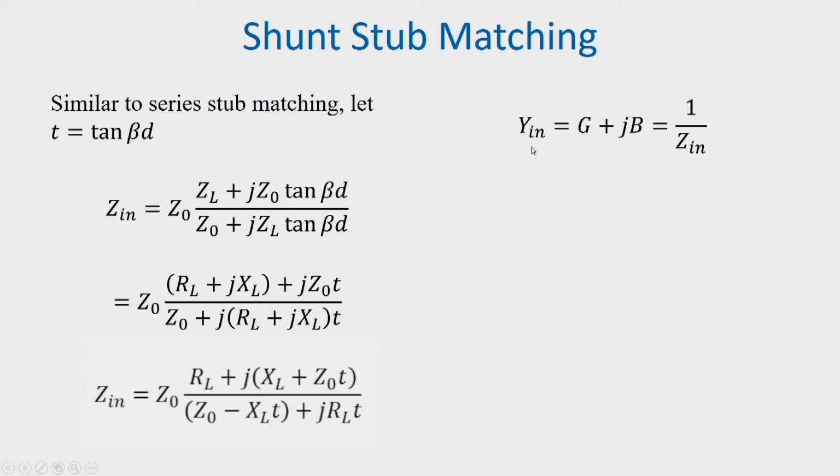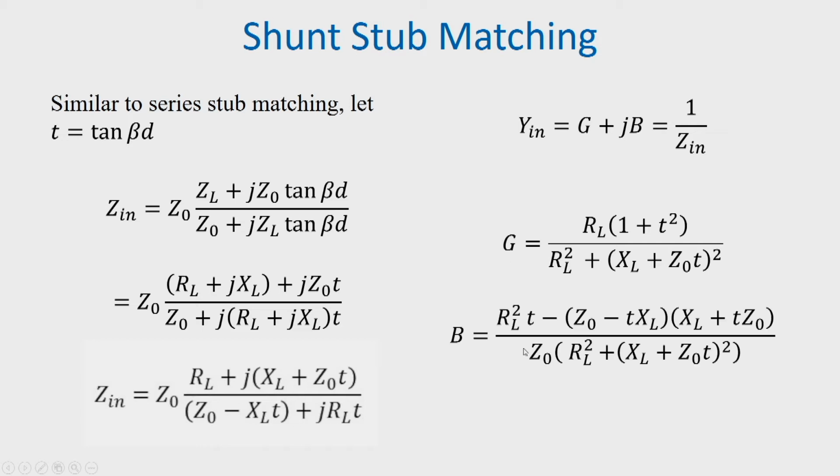Now, Yin is G plus jB is equal to 1 by Zin. So, from this expression we can calculate the expressions for G and B. That we can do by multiplying the numerator and denominator by the conjugate of this term, then the denominator will become real, and then we group again the real and imaginary parts, and in that way we can find the expressions for G and B.